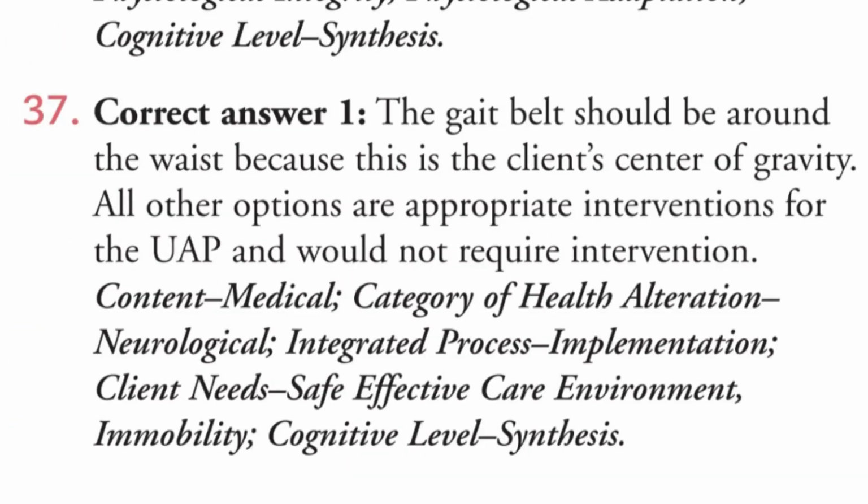Correct answer 1. The gait belt should be around the waist because this is the client's center of gravity. All other options are appropriate interventions for the UAP and would not require intervention.